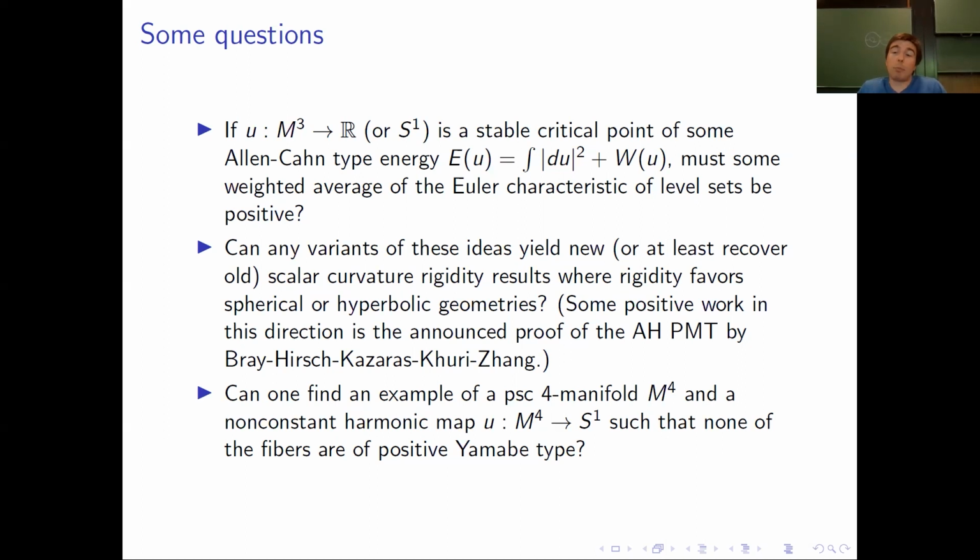So let's take the more pessimistic approach and ask if you can find an example of a positive scalar curvature 4-manifold with a non-constant harmonic S^1-valued map such that none of the fibers have positive Yamabe type. Again, the naive tricks we tried to prove that you couldn't do this seem to hit genuine obstructions, but it's also very hard to actually construct an example where this fails. So if you could do that, I would be interested to see it. But anyway, I think I'll stop there for now.